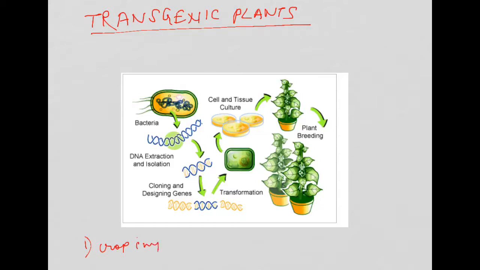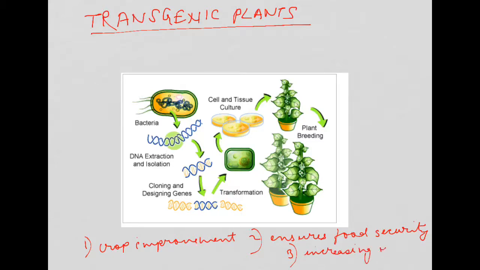Why do we do that? For crop improvement purposes, because we need a better crop. It also ensures food security. Then it helps in increasing the yield of the crop. And there are many other applications. Basically this is how it is done.